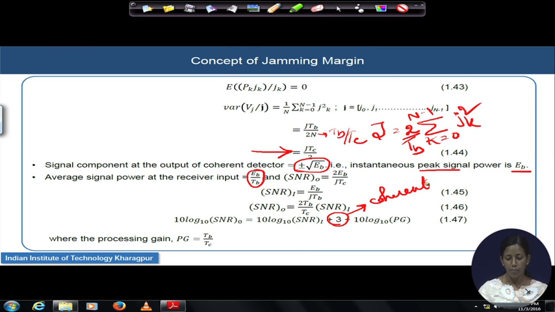This is because of the property of coherent reception, you have this extra dB value, but we are only interested here because of the spreading process, where you are gaining 10 log to the base 10 of the PG, where PG stands for the processing gain, TB by TC. So, the output will be 10 log to the base 10 PG dB higher compared to the input SNR value.